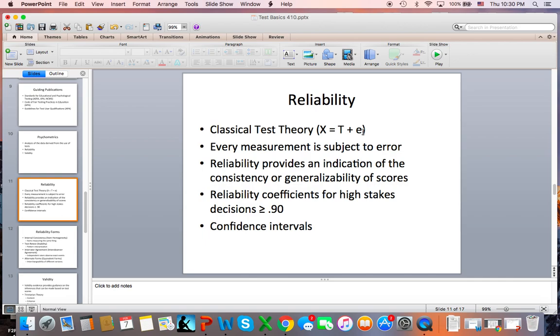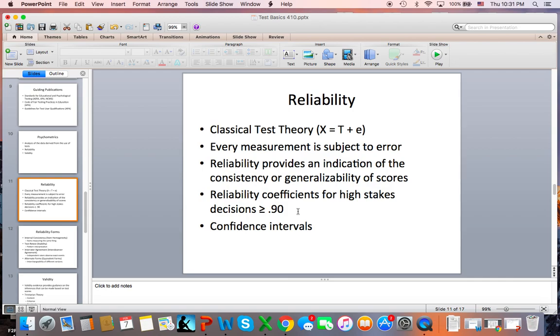So that's why it's important that we consider reliability. Reliability just provides us with an indication of the consistency of scores, or the generalizability of scores. So are those scores reliable? Are they consistent across time? Are they consistent across scorers? Are they consistent across similar but alternate forms of the same test?